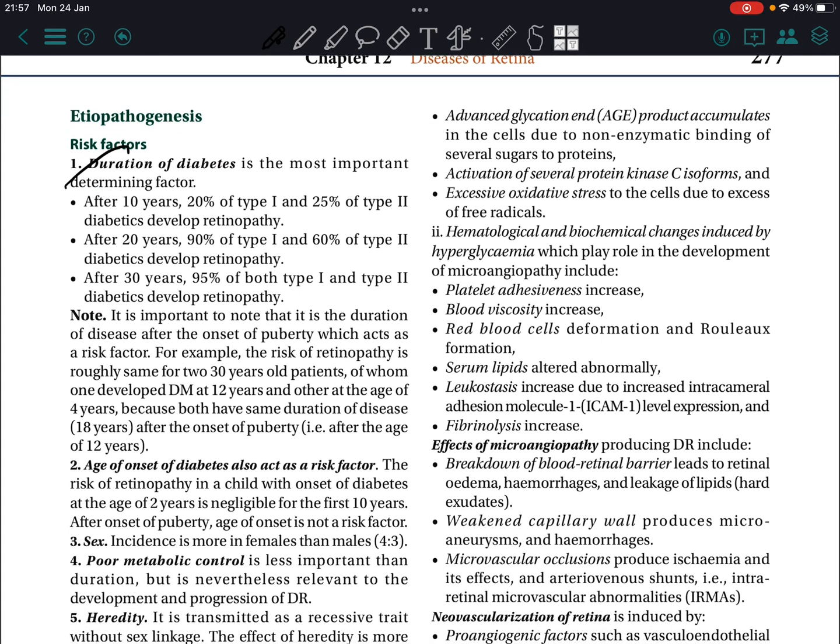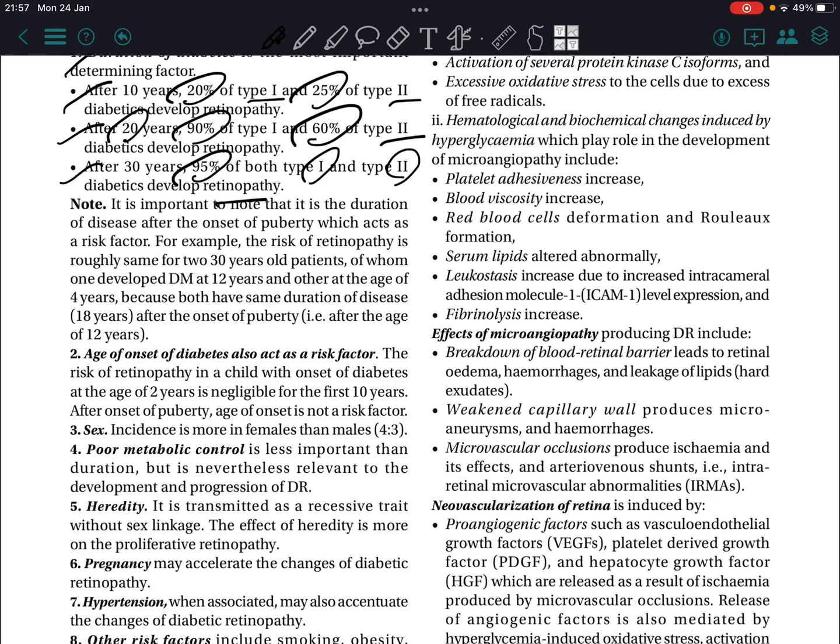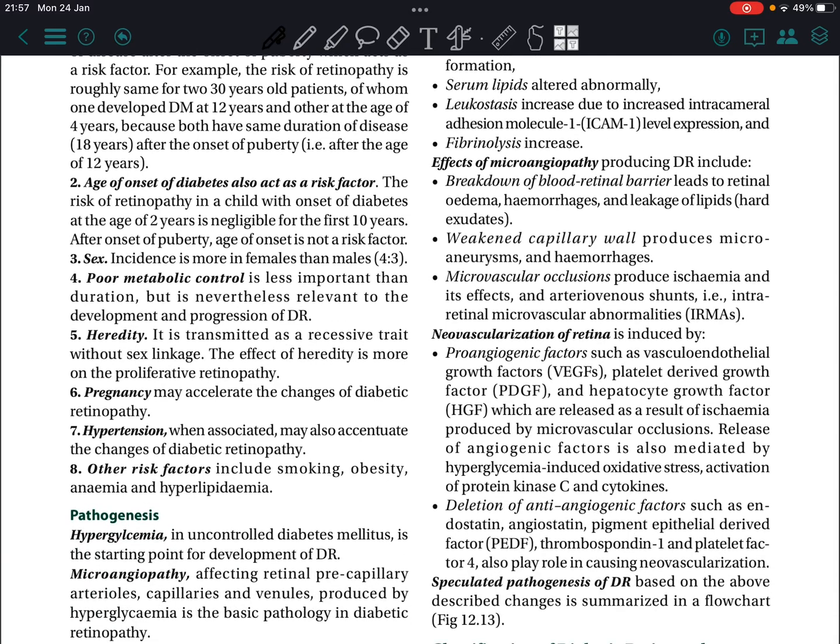Etiopathogenesis, risk factors. Duration of diabetes is the most important determining factor. After 10 years, 20% of type 1 and 25% of type 2; after 20 years, 90% of type 1 and 60% of type 2; after 30 years, 95% of both type 1 and type 2 diabetics develop retinopathy. Age of onset of diabetes also acts as a factor.